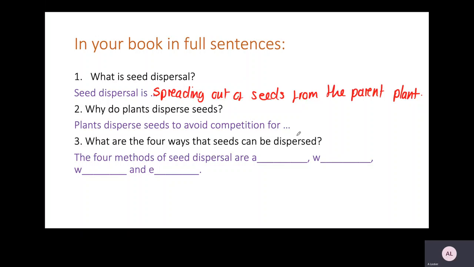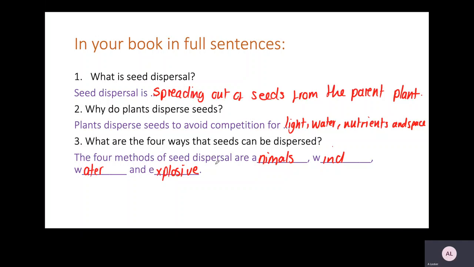All right. Plants disperse seeds to avoid competition for light, water, nutrients, and space. Okay. The 4 methods of seed dispersal there are animals, wind, water, and explosive.